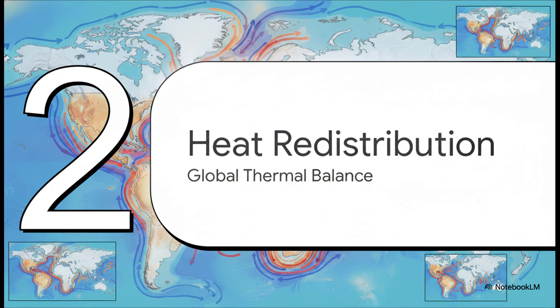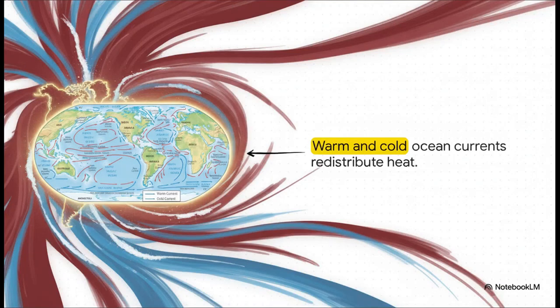Which brings us to section 2, global heat redistribution. To understand that extreme temperature difference, we have to zoom way out and look at the offshore zone on a global scale. Ocean currents essentially act as massive, planetary conveyor belts. You have warm currents originating near the equator, moving out to warm up specific coastlines, and cold currents that drastically cool down others. They don't just sit there.